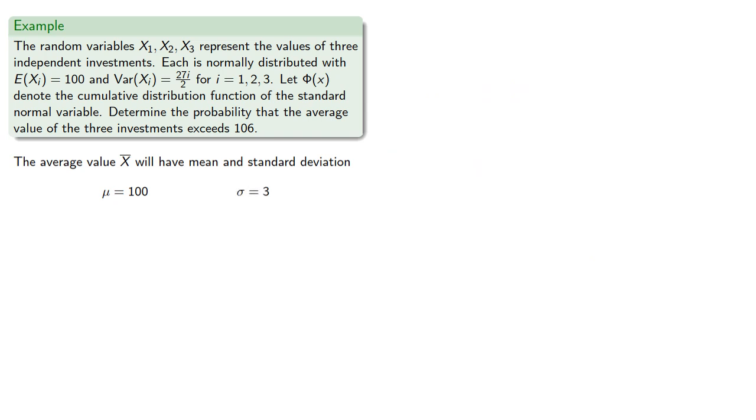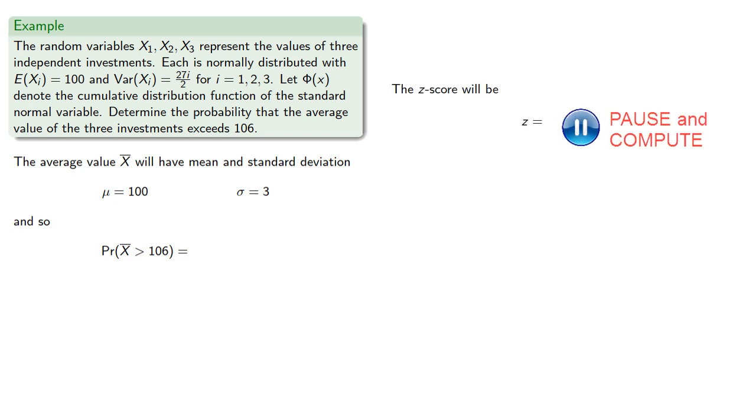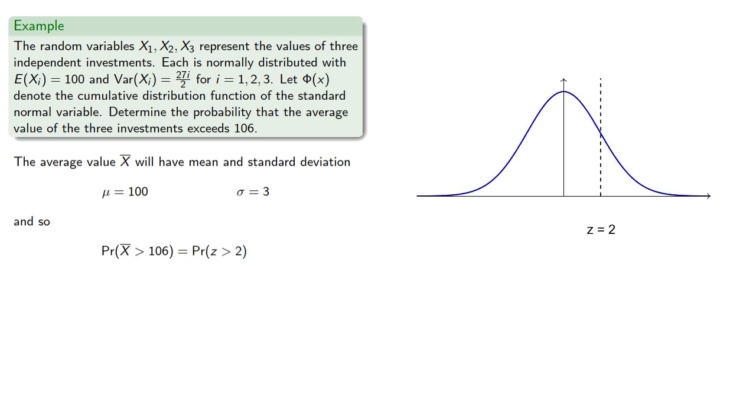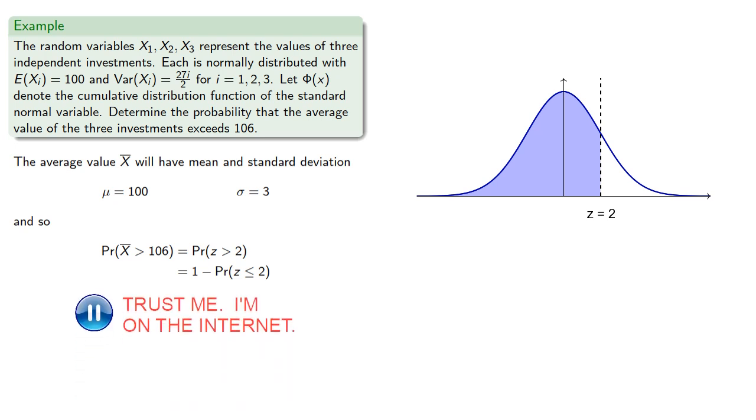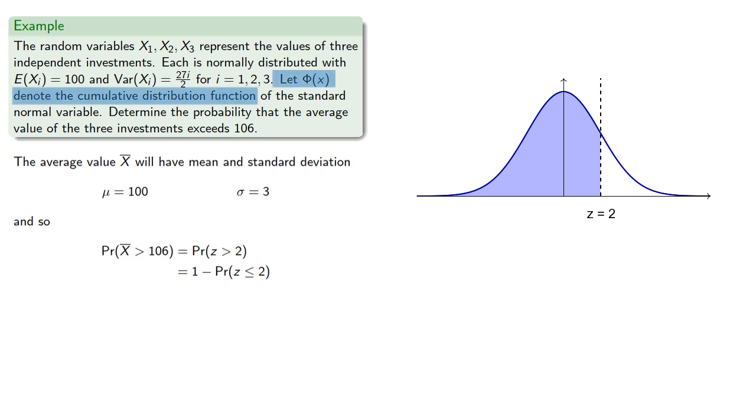So the average value will have mean and standard deviation, and we want the probability that the average is greater than 106, and so our z-score will be... but the probability that z is greater than 2 is complementary to the probability that it's less than or equal to 2, and so this probability will be... and in terms of our cumulative normal distribution function, that'll just be phi of 2.